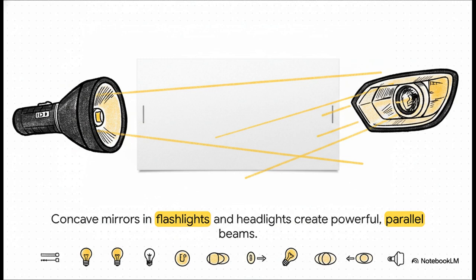And here's another really cool use for concave mirrors. In a flashlight or a car headlight, the bright little bulb is placed exactly at the focal point. The curved mirror then collects all that scattered light and reflects it forward as a powerful, focused, parallel beam. It's basically our F-ray rule, just running in reverse.